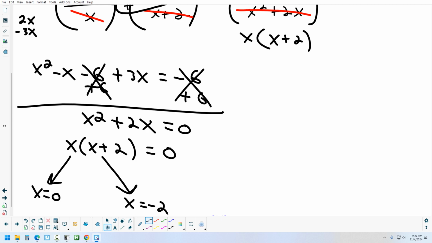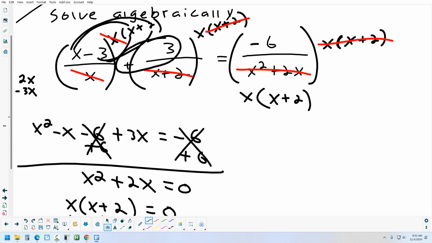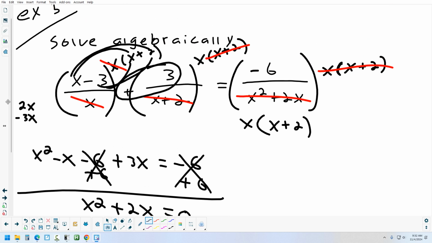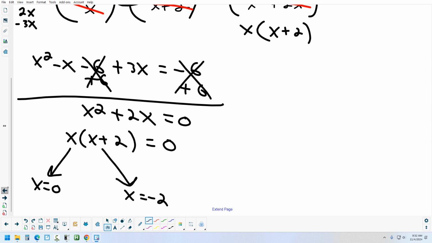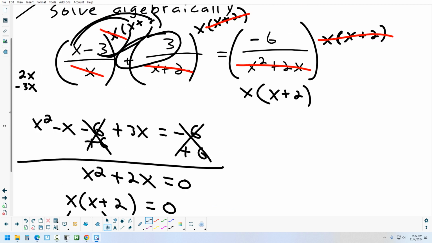So let's go back up and make sure we can plug those numbers in. Start with 0. Can we plug in 0? No. Why? The zero's on the denominator, of the first one and the third one. If you plug the 0 into the first one and the third one, it causes you to divide by 0, which means that this answer is extraneous.